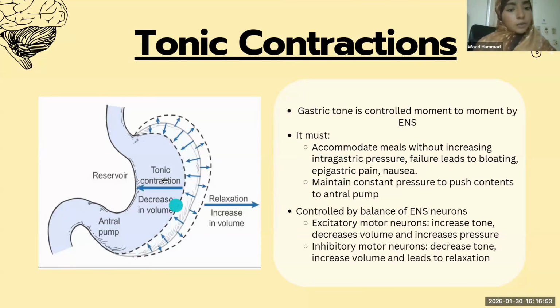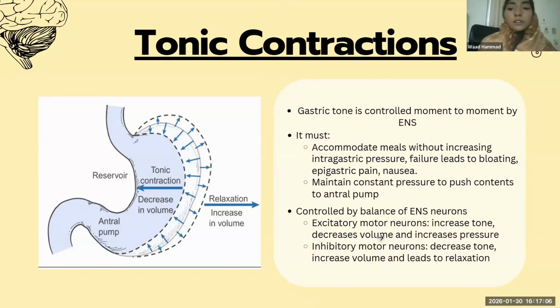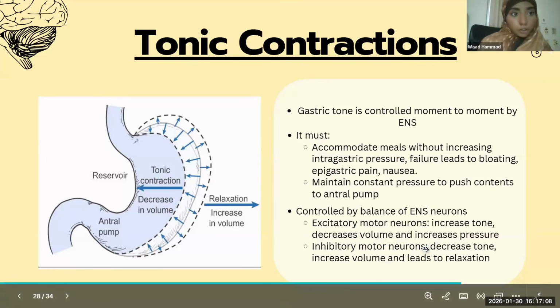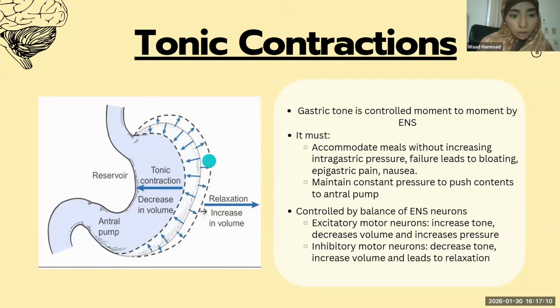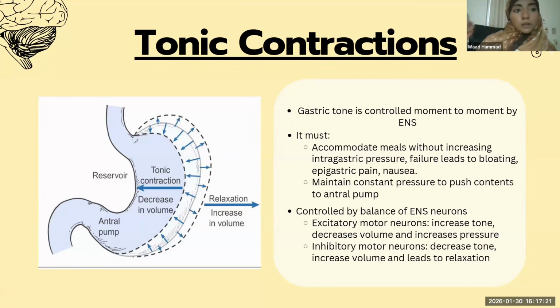So if in that moment we think, okay, it's more important that we decrease the pressure, we don't want as much pressure, we activate our inhibitory motor neurons, which release VIP and nitric oxide, so it decreases tone and increases volume, so it becomes bigger, like this dotted line. This is what happens if the inhibitory motor neurons are activated. It becomes the size of this dotted line, so it can expand and become bigger, and so our stomach can accommodate more food.